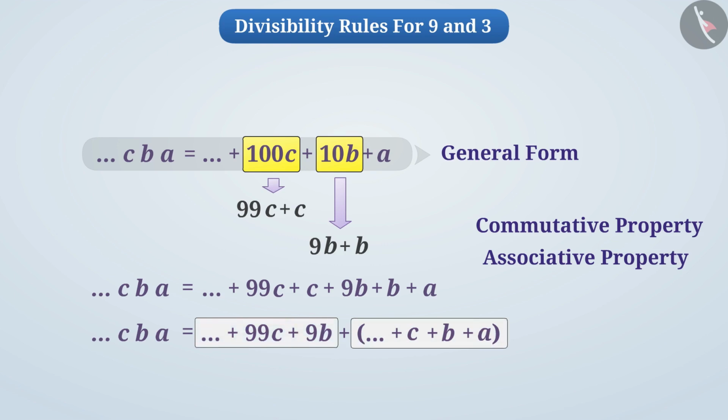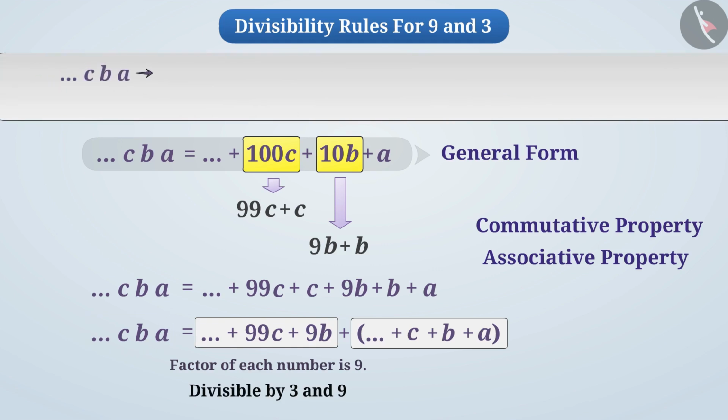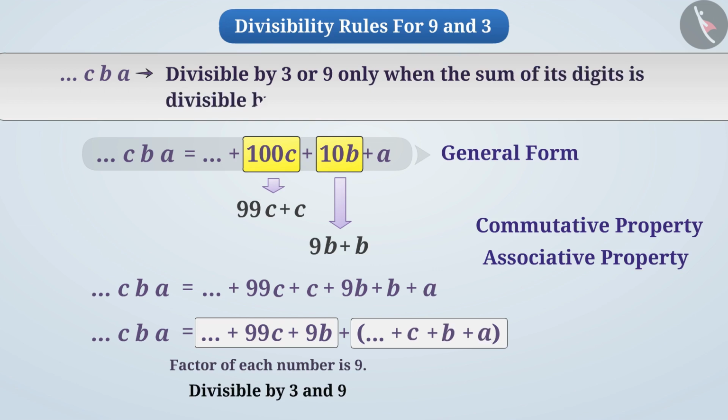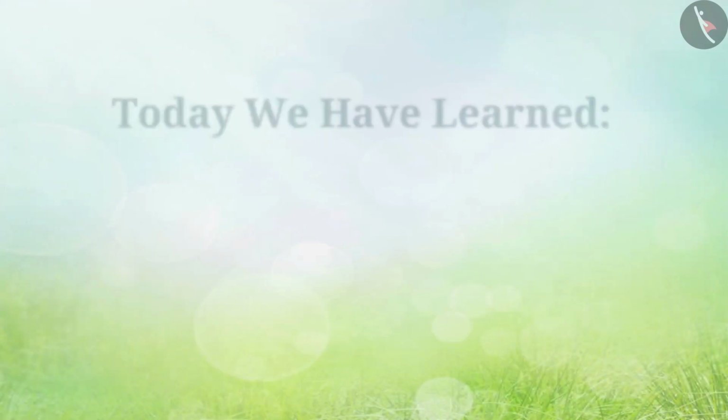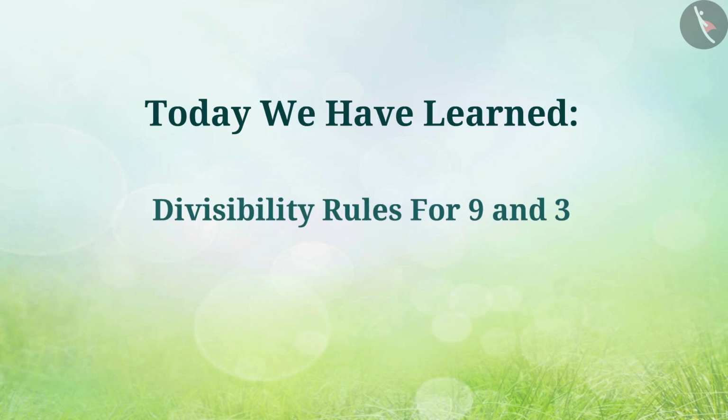Here, the factor of each number in these numbers is 9, so all these numbers are divisible by 3 and 9. Therefore, this number will be divisible by 3 or 9 only when the sum of its digits is divisible by 3 or 9. Now, you should have understood why the divisibility by 3 or 9 depends on the sum of the digits of the number. Today we have learned divisibility rules for 9 and 3. In the next video, we will see some examples related to divisibility by 3 and 9.